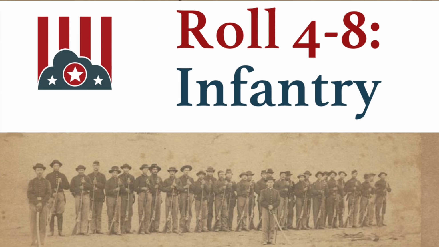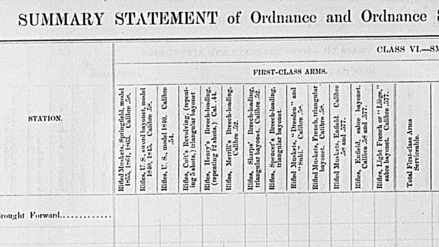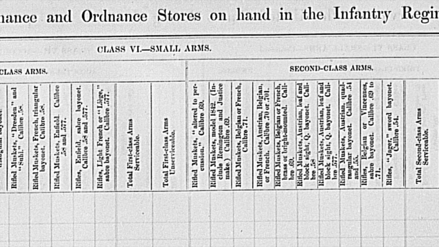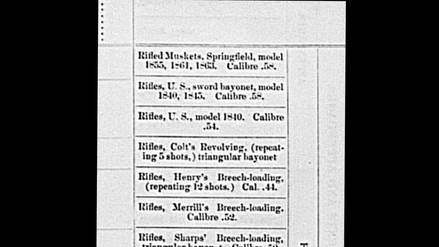Now, lastly, let's end with the infantry. Again, the infantry only has one page, and if you just go across the headings at the top, it starts with those first class arms, starting with the Springfield and then going on to more obscure weapons. One thing that is interesting about the first class arms is that in one column it lists Springfield rifles. In that line it lists the 55, 61, and 63 Springfields.